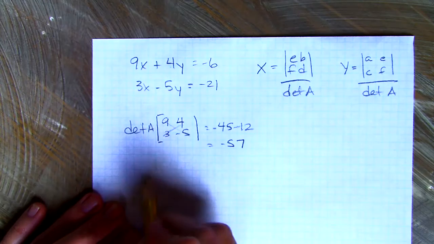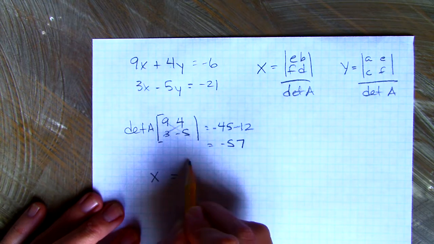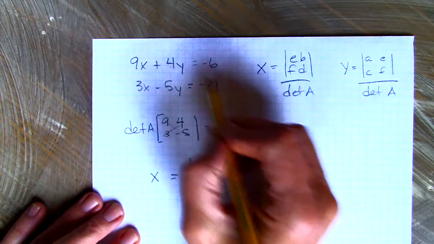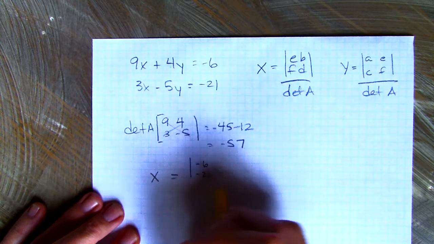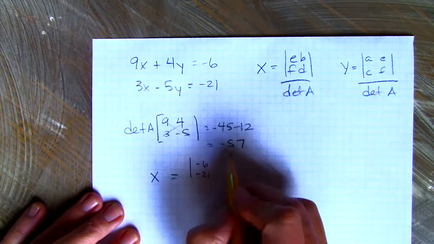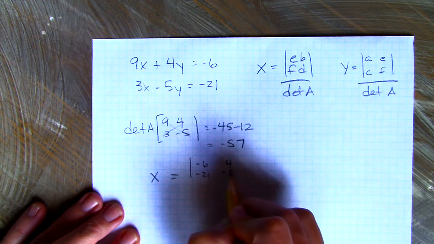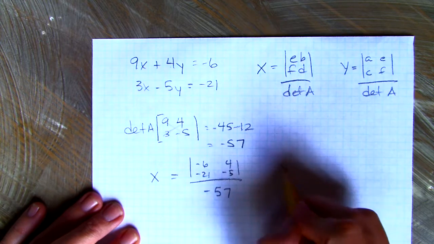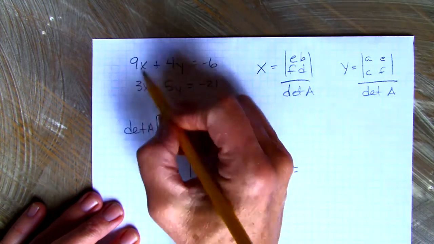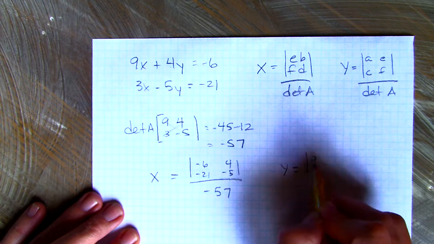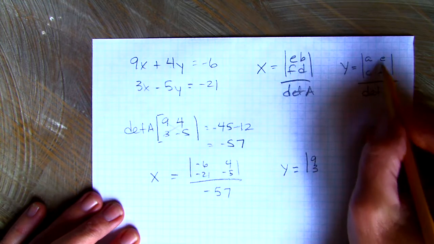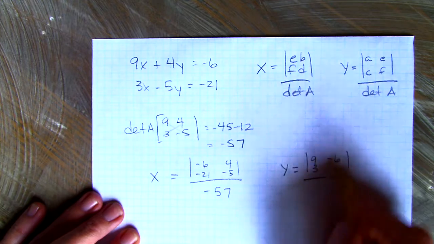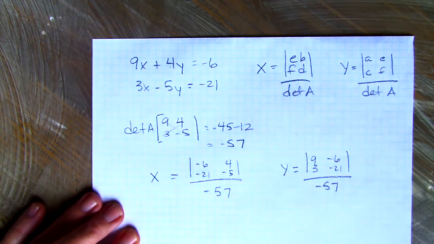So now I have to do this. So x is going to be, replace the x coefficients with the constants, negative 6, negative 21. Leave these guys alone, and that's all going to go over negative 57. How am I going to find y? Leave these guys alone, 9 and 3. Replace the y coefficients with the constants and put that all over the determinant of a, which is negative 57.